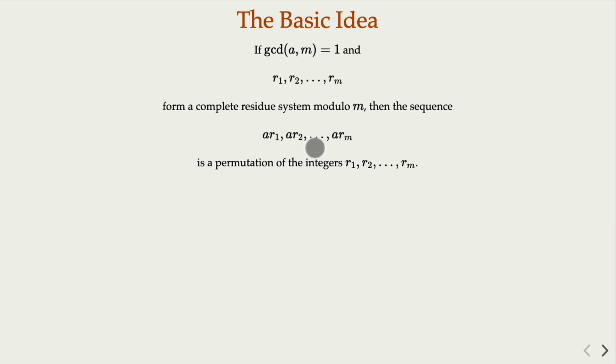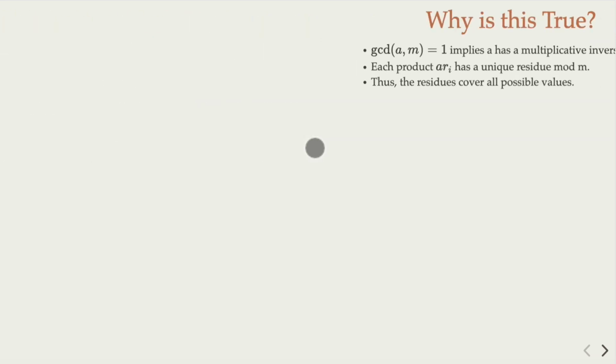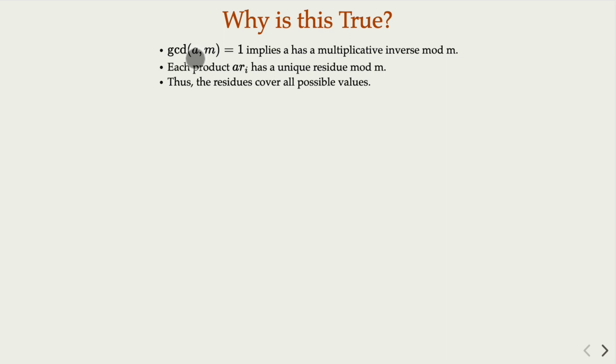Now, of course, how to prove this? We'll try not to be rigorous here, but the basic idea is that the key is that the GCD of a and m is 1, which means a has a multiplicative inverse mod m. So we can find the inverse for a. Now, each product, a times r_i, has a unique residue mod m. So if you have different r, it cannot produce the same residue. It must be different. This is based on the first fact. Multiplication of a constant a to the residue class will produce another residue class. It's just a permutation, different orders. Let's take mod 13 as an example.